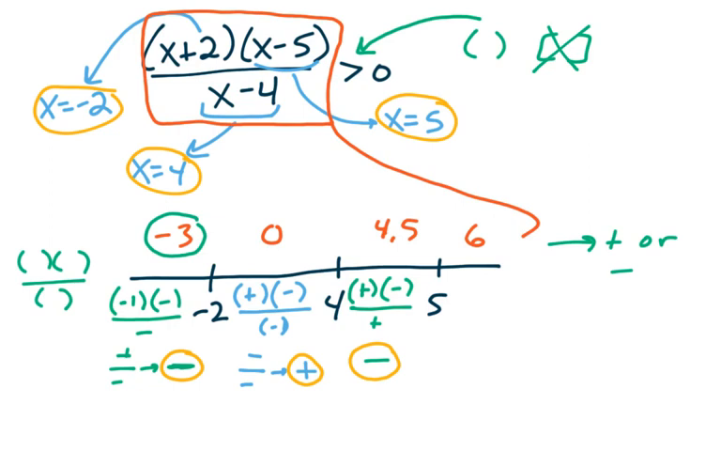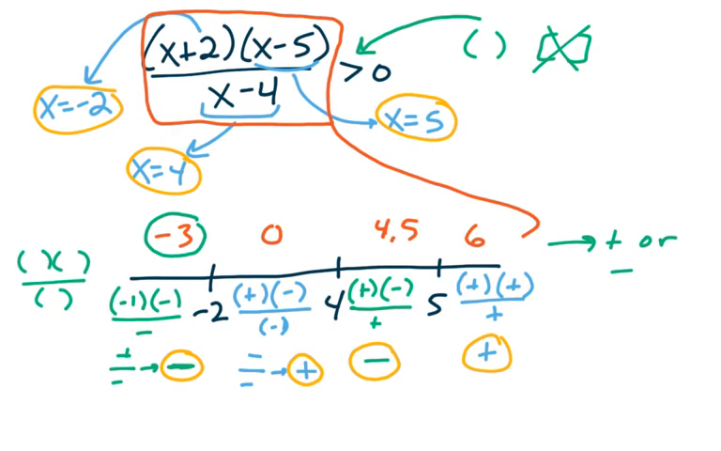So each parenthesis, if I plug in 6 into the first parenthesis, it's positive. Second parenthesis, positive. And the bottom is also positive. That gives me overall a positive answer for that interval. All right, did you get those answers first of all? Good. Now let's go back and check.